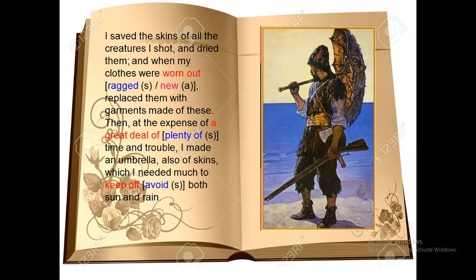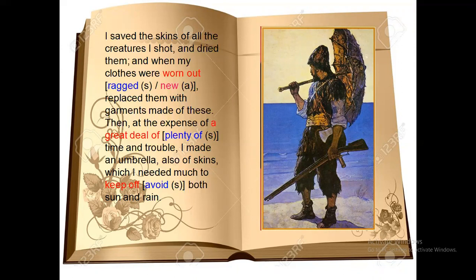And when my clothes were worn out, I replaced them with garments made of leaves. Now, when Crusoe's clothes were worn out, that means became ragged after some time, then he replaced his clothes with garments made of these, and he made those garments himself.